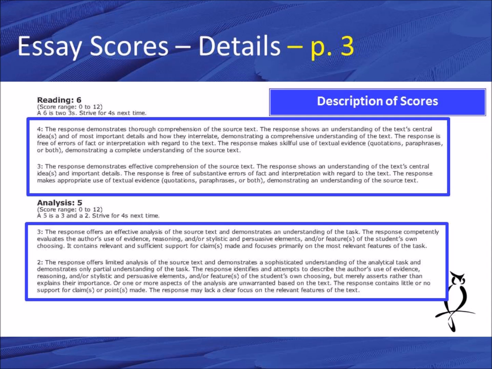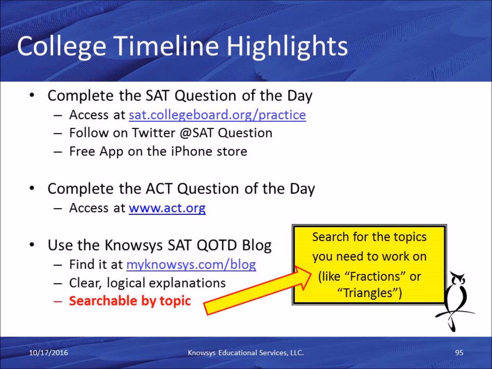Right? And what it shows you down below is the SAT description for a level 4 versus a level 3, or the one below it in my case. An analysis of 5, that means they got a 3 and a 2, so we want them to strive for 4s next time. Right? But we give them the score description of a 3 and a 2 so they can see what the grader saw and interpreted their essay, and that's where they got their particular score.